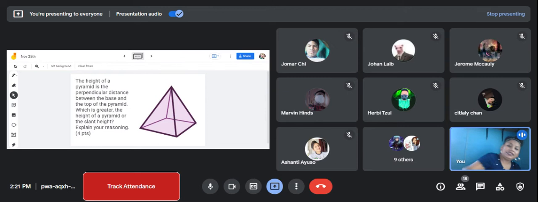Okay, so it says the height of a pyramid is the perpendicular distance between the base and the top of the pyramid. When we're talking about height, guys, you're always talking about this distance, right? This is the height. That is what we call the height. It says the perpendicular distance. So what does perpendicular mean?